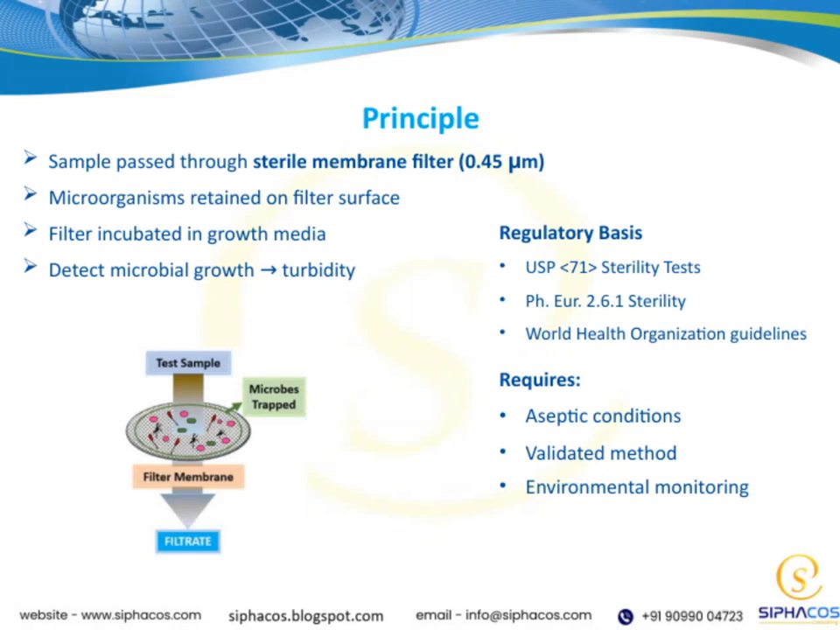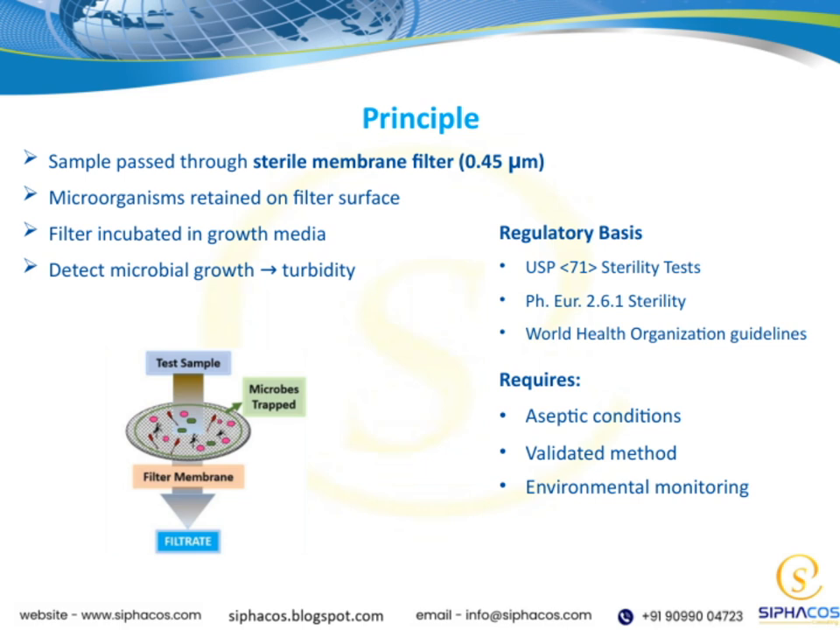First, we have the USP 71 sterility tests, which set the standards we need to follow. Then, there's the Ph. Eur. 2.6.1 sterility, another important guideline. Additionally, the World Health Organization provides their own recommendations to ensure safety and quality. All of these sources emphasize some key requirements.